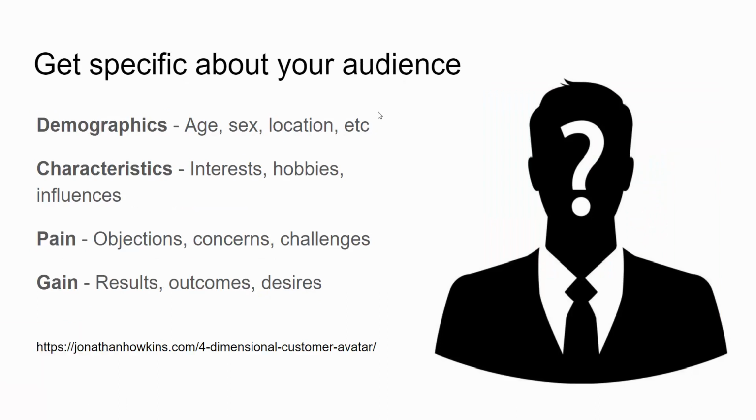So there's really 4 things that we should be looking at when developing our customer avatar. Demographics like age, sex, location, characteristics like interests, hobbies, and influences, objections, concerns, challenges, and finally what they're hoping to gain, which is going to be results, outcomes, and desires. So think about it this way. You should be able to picture your customer avatar so clearly, like they're sitting in front of you, and you're able to listen to all of these things that they're speaking about.